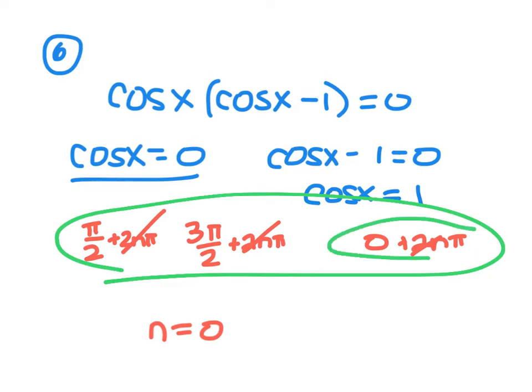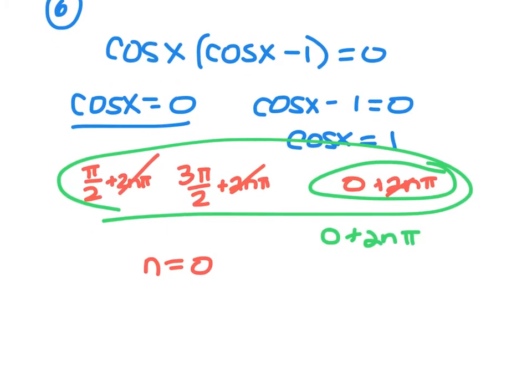Yeah. The first one was saying if n is 0, what's the smallest, which is that, right? 0 plus 2n pi would be the smallest, so that's what would come first. And then it only gave you one other option, right?